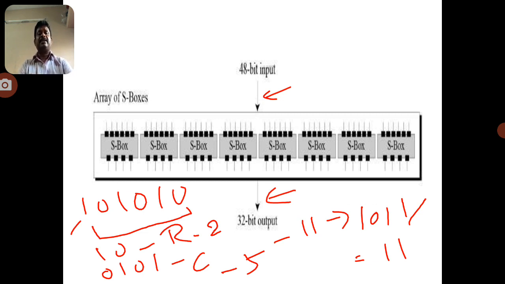substitution boxes technique. Each substitution box takes the 6 bits as an input and converts it into 4 bits as an output. So this is the way to convert the 48 bits into 32 bits. This is very important.